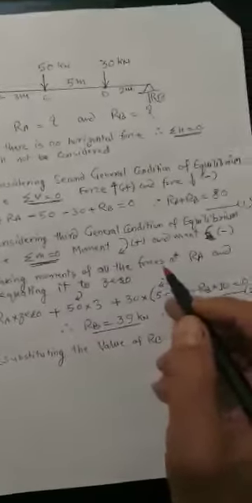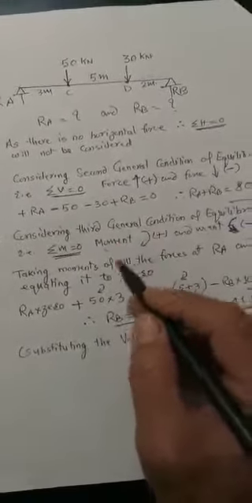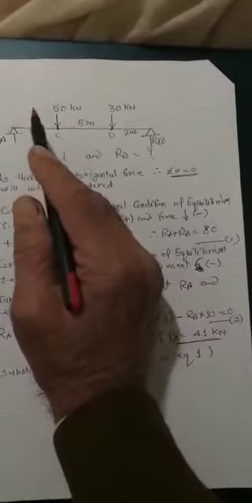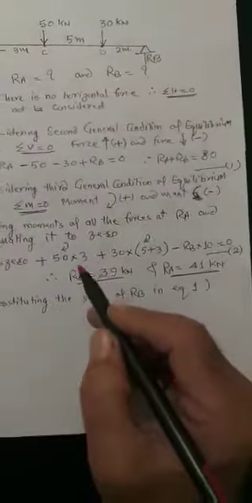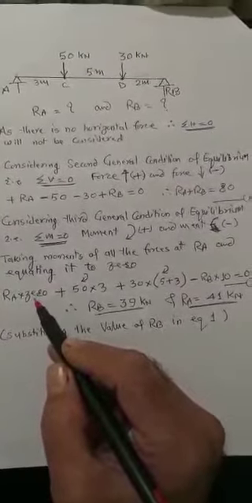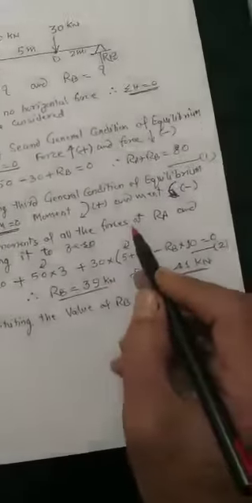Now, applying the third general condition of equilibrium, that is sigma M is equal to 0, and considering clockwise moment as positive and anti-clockwise moment as negative, I am taking the moment at the point A. Taking the moment at A, Ra into perpendicular distance: since we are taking the moment at this point itself, there is no perpendicular distance, so Ra into 0.